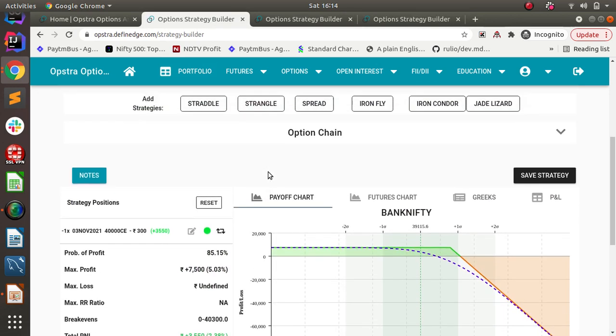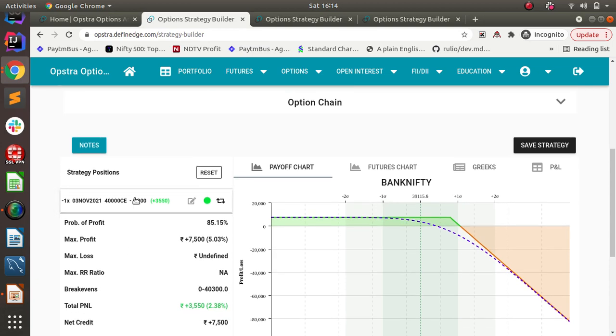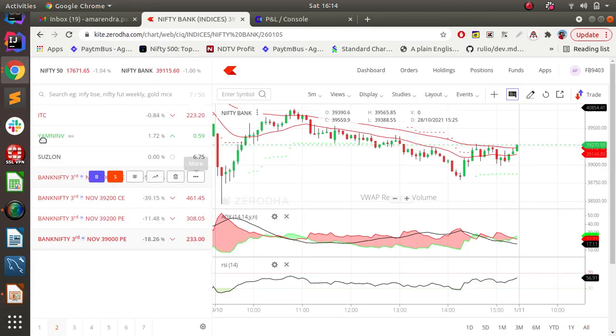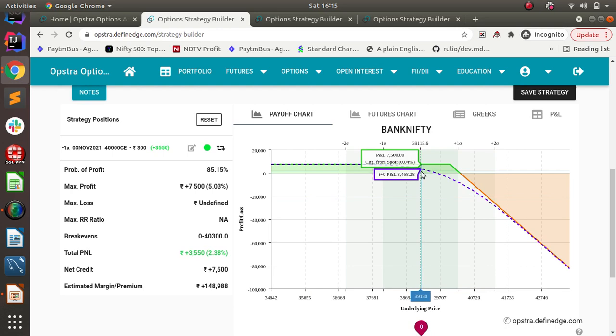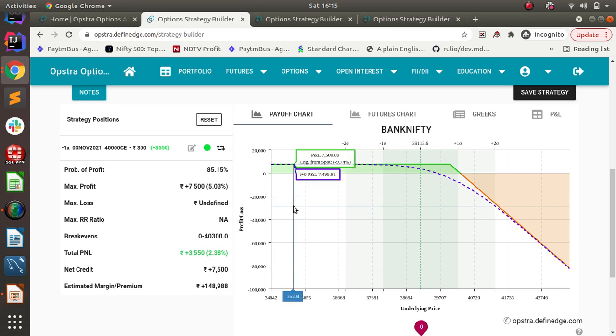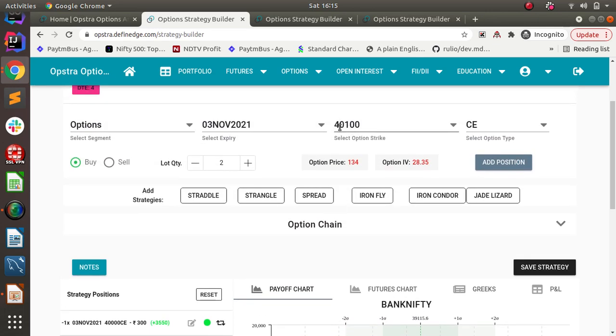Okay, as a seller, I sold this 40,000 call at 300. So what is the current price of the 40,000 call? You can see 158. So as a seller, I'm in a profit of 3,500. But there is an unlimited loss that can happen if Bank Nifty crosses 40,000 again, or is coming towards 40,000. So what we are going to do is hedge with the 40,100 call, one lot.